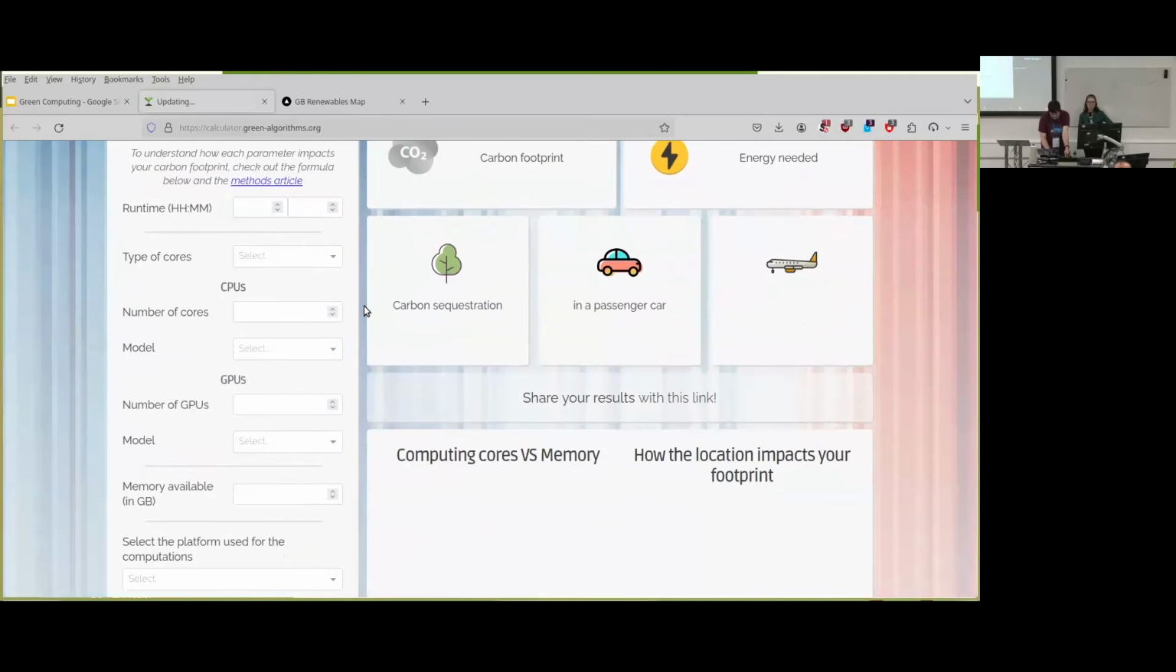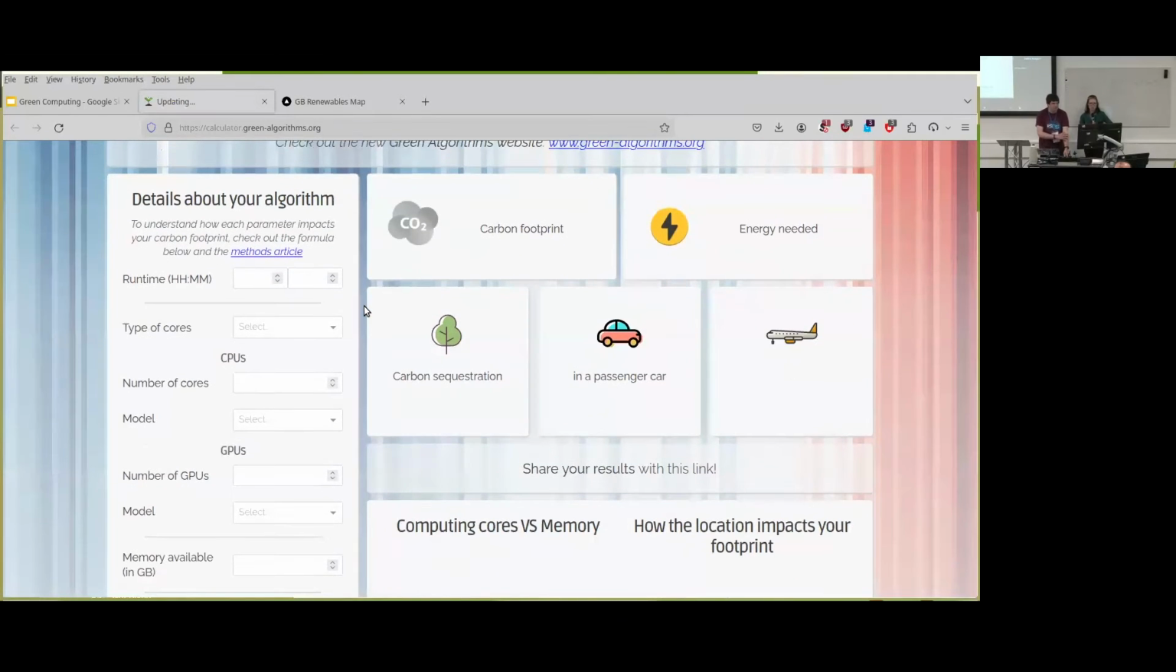Yes, so this is the dashboard page for Green Algorithms. Quick overview of it. I don't want to put you on the spot. Maybe reload it. What's wrong with it there? Well, there's no value in it. There should be some value. There should be some default.